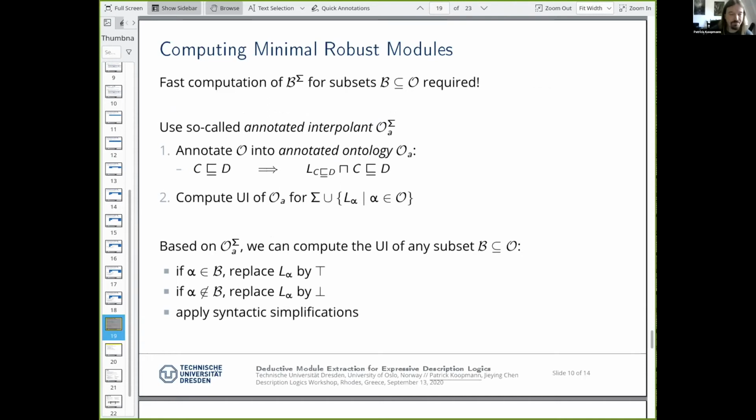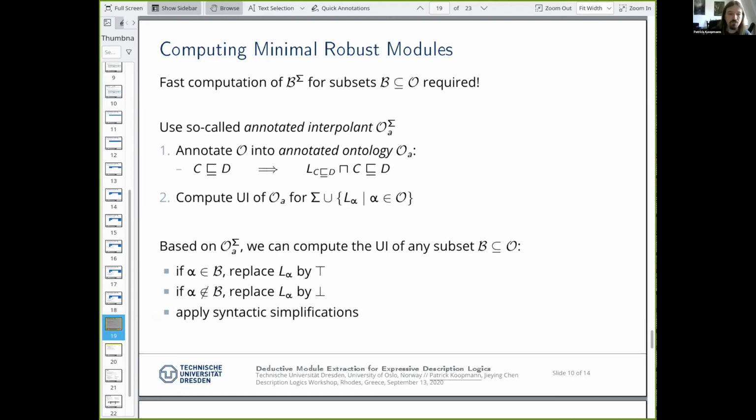So what we need is some method to quickly compute interpolants for arbitrary subsets of the ontology O. And our approach for this is what we call an annotated interpolant. And this is computed as follows. For simplicity, we assume the ontology consists only of concept inclusions of this form.